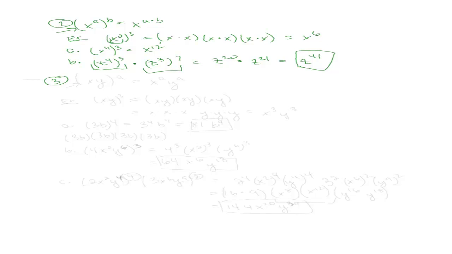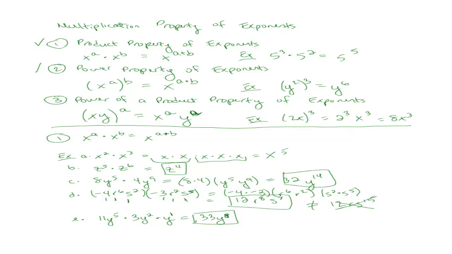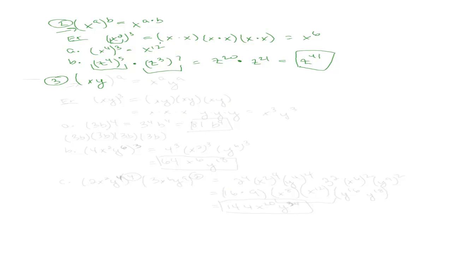Okay, let's break down the third rule. So now we're done with the second rule. We're up to the third rule, which is the power of a product. So the power of a product says, let's make sure I write it the same way. If I have two bases, or a product of two bases like x and y, to some power a, then that means that it's the same thing as the first factor to the a power, the second factor to the a power.